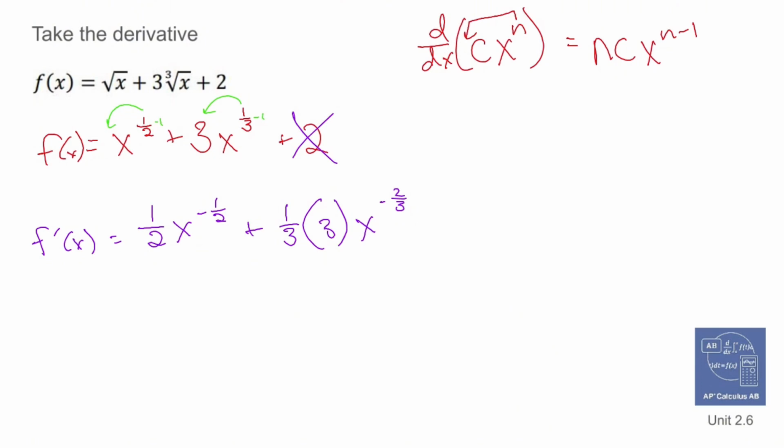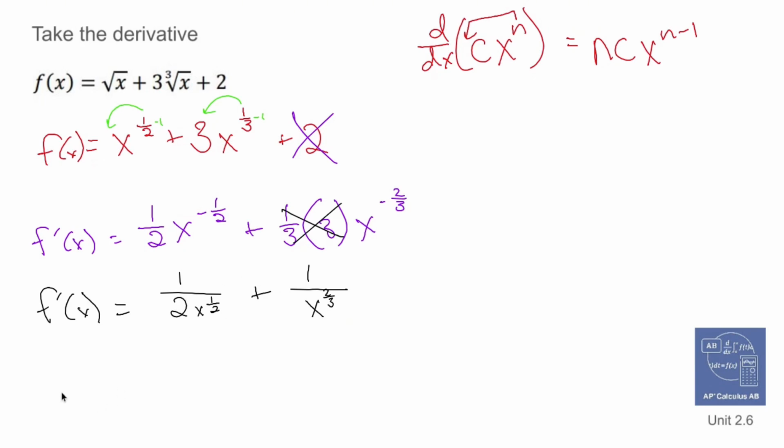Let's clean this up a little bit. So we'll take 2 steps to clean this up. f prime of x is going to equal, negative exponent, let's drop it down with the 2, so 2 times x to the 1/2. 1/3 times 3 is just 1, so we'll pretend that that's not even there. And then we'll drop this down to the bottom and make that x to the 2/3.